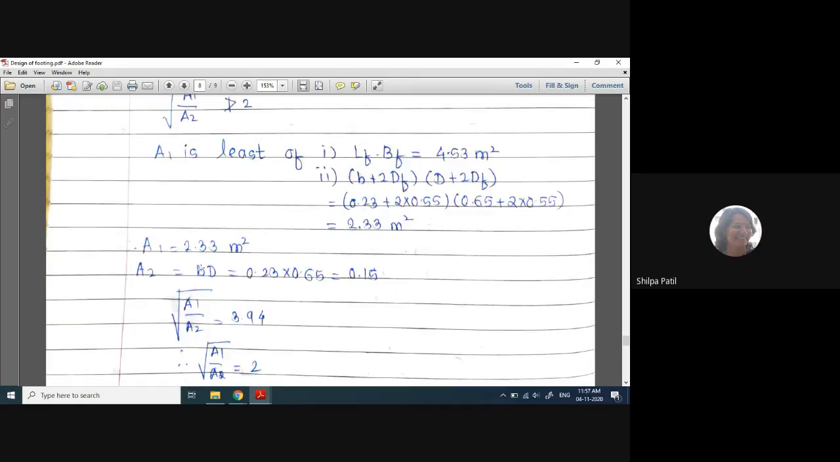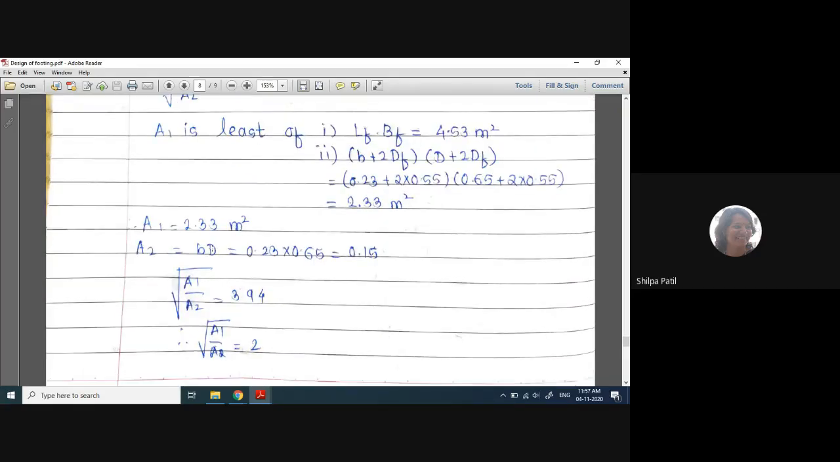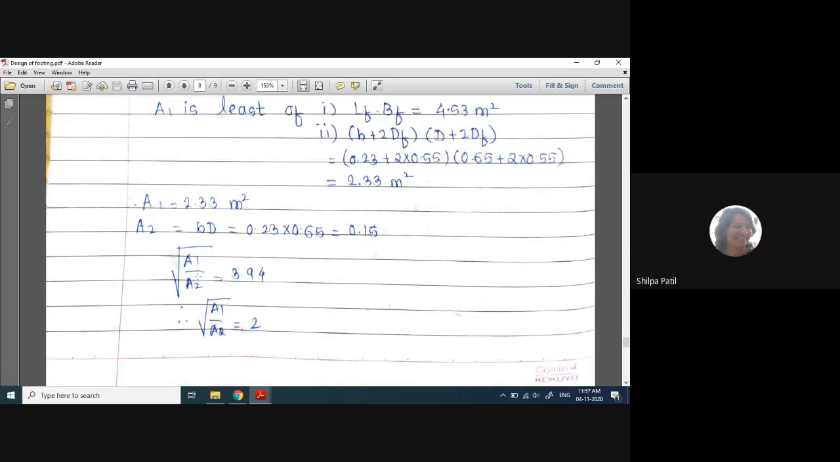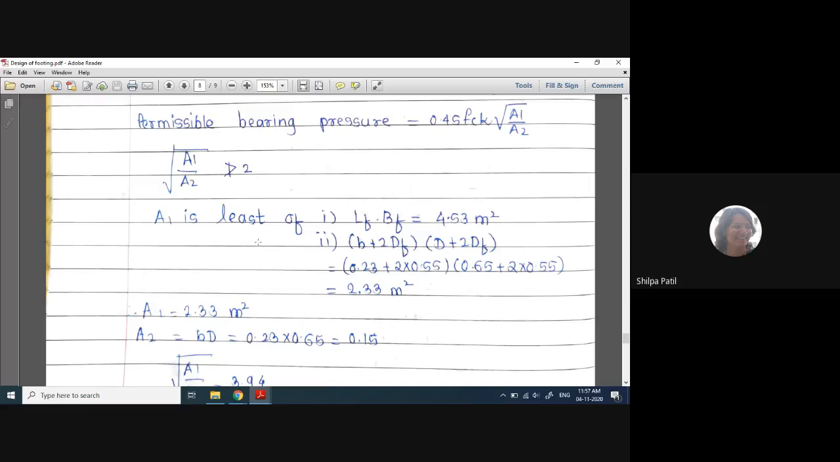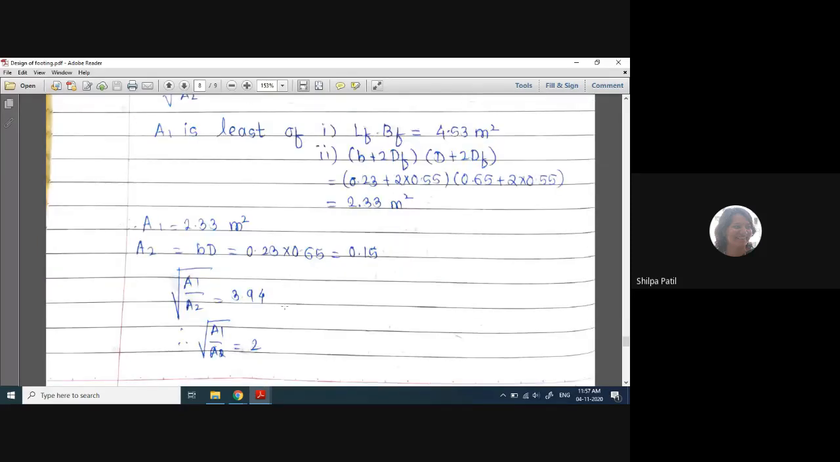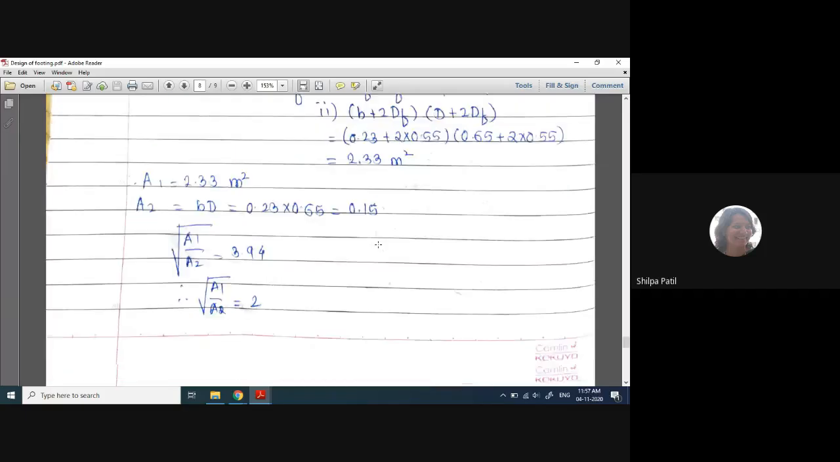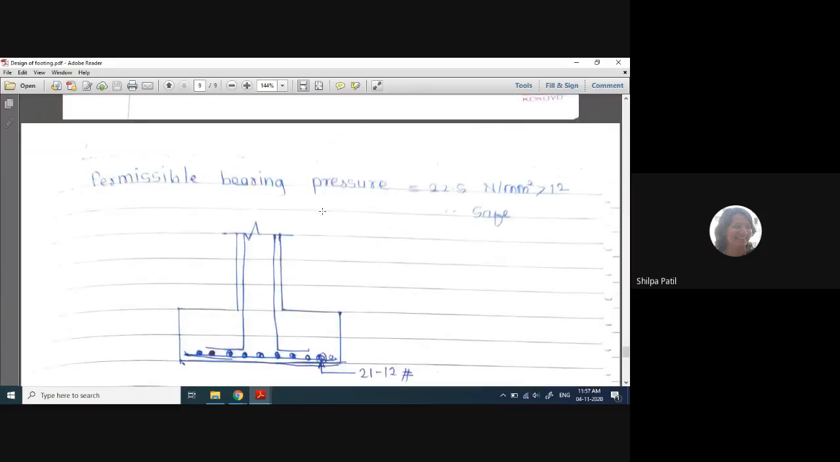Okay. So A1 upon A2, where A2 is the cross-sectional area of the column, which is calculated here. A1 upon A2 under root should not be greater than 2. Here the value is coming as 3.94, so we have to take the value as 2 only. Putting these values here, we can find the permissible bearing pressure, which is coming as 22.5.